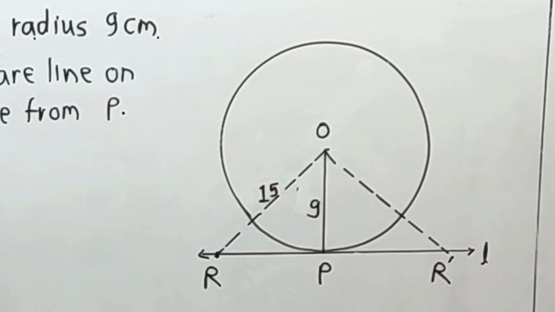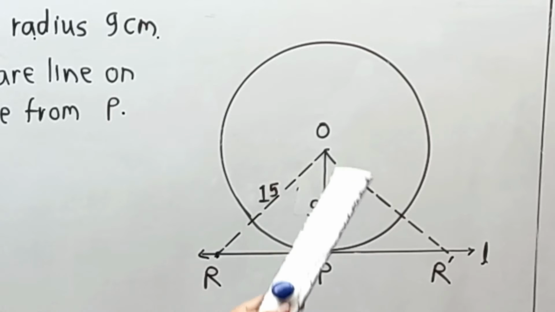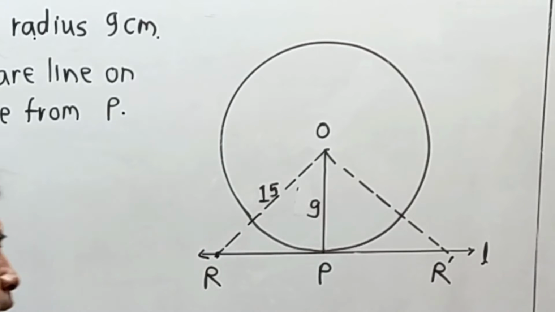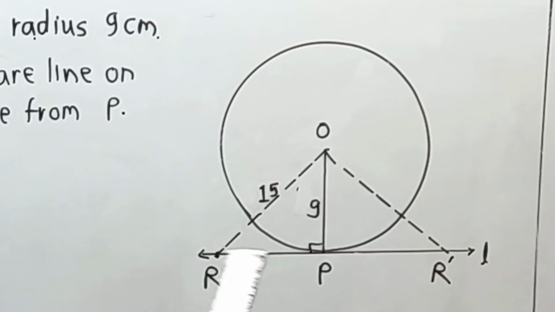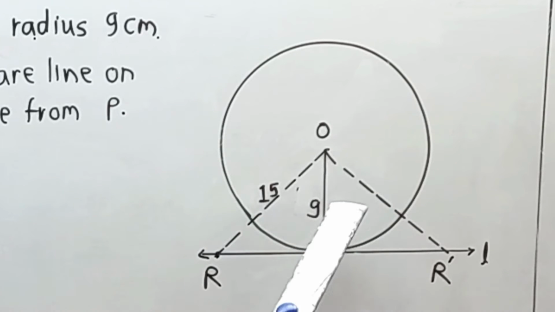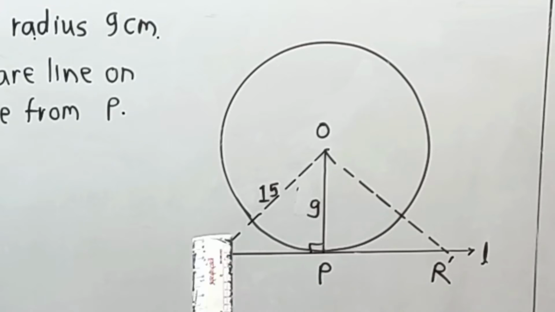Now one by one, if you want to find the distance PR or PR dash, then we know that the angle between radius and tangent is 90 degree. So in triangle OPR, by Pythagoras theorem, OP square plus PR square is equal to OR square. Naturally, OP square means 9 square, and PR square, which we are supposed to find, is equal to OR square, meaning 15 square. After completing the Pythagoras theorem and simplification, we will get the distance PR. We have to make the simplification for that part, so please pay attention.